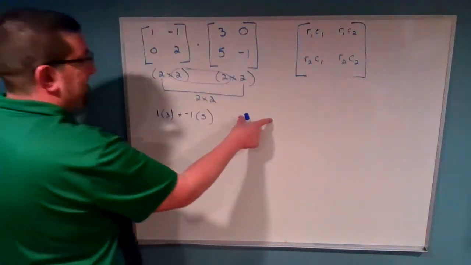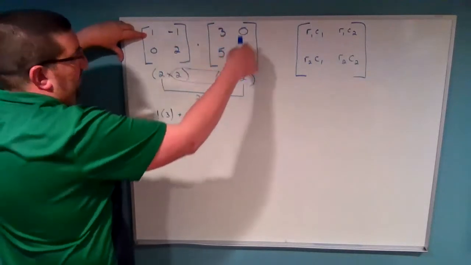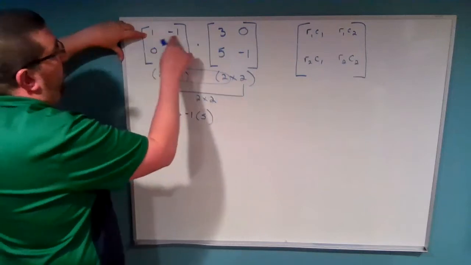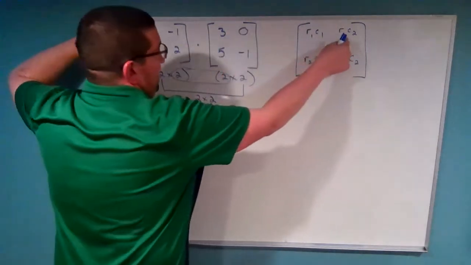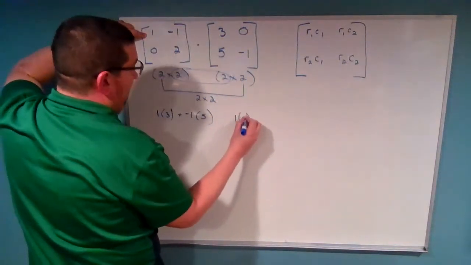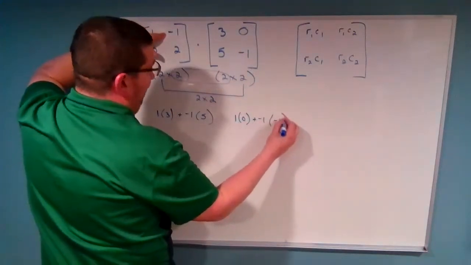Next, no particular order here, I'm going to stick with the first row. I'm going to multiply it by the second column. So I'm going to have this entry right here, row 1 times column 2. So this is going to be 1 times 0 plus -1 times -1.